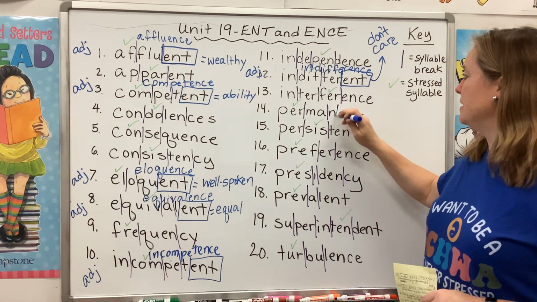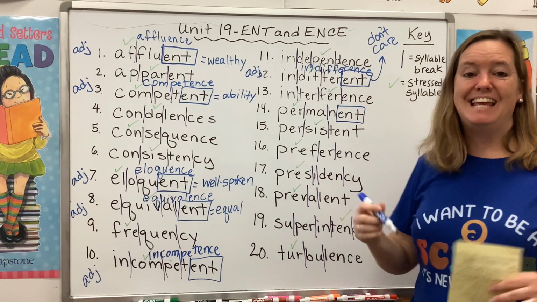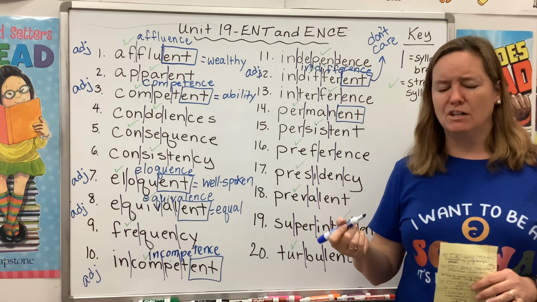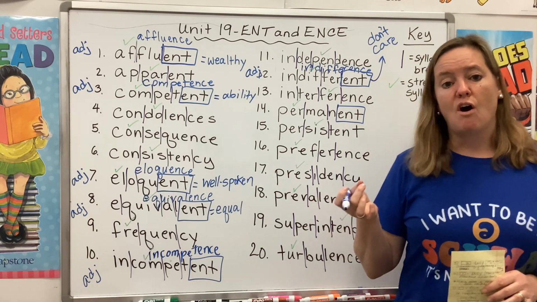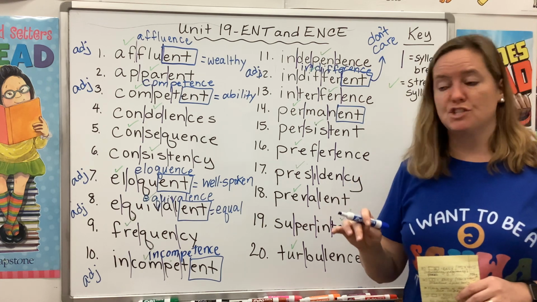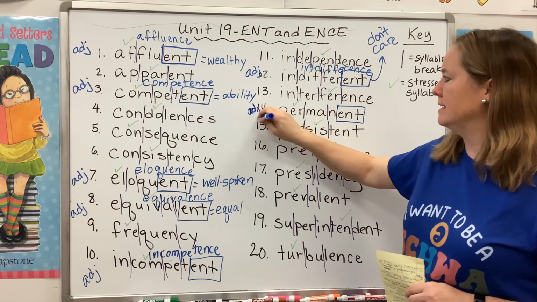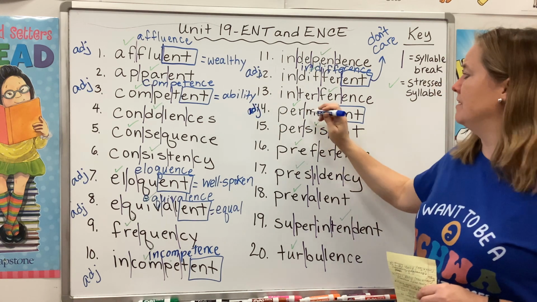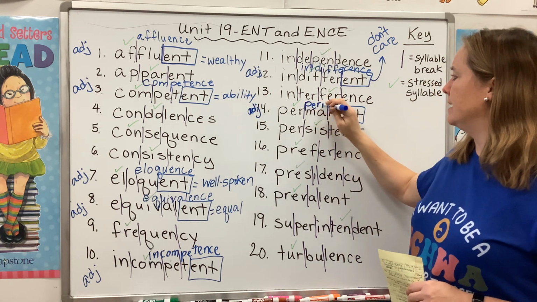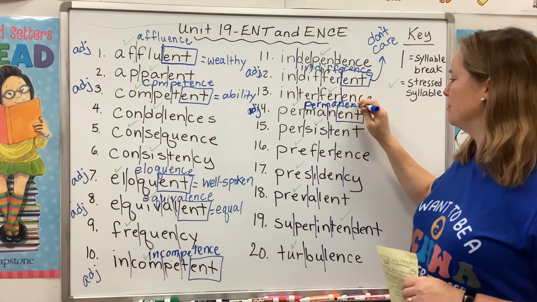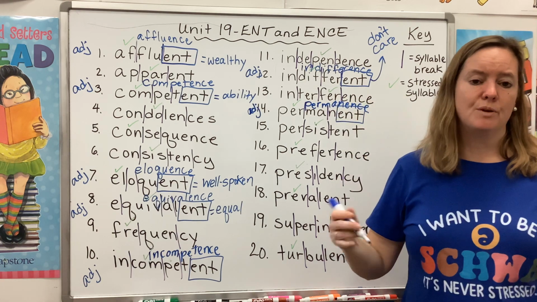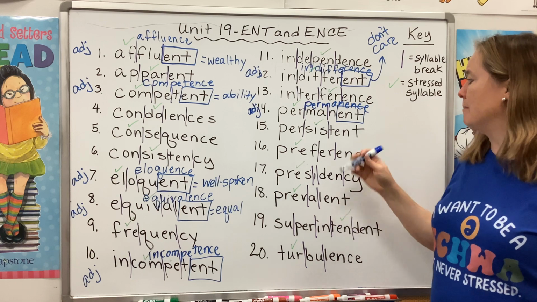Permanent. If something is permanent, it stays forever. Think about permanent marker, how hard it is to get that off of fabric or furniture. So if something is permanent, it lasts forever. That's an adjective. You can expect permanence. You can expect it to last.